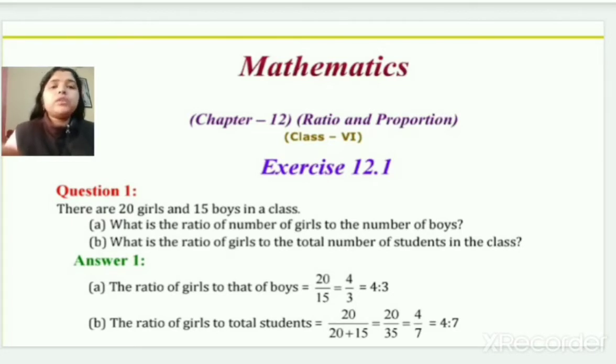Understood. Moving to the B part, what is the ratio of girls to the total number of students in the class? Now it is asking the ratio of girls to the total number of students in the class.